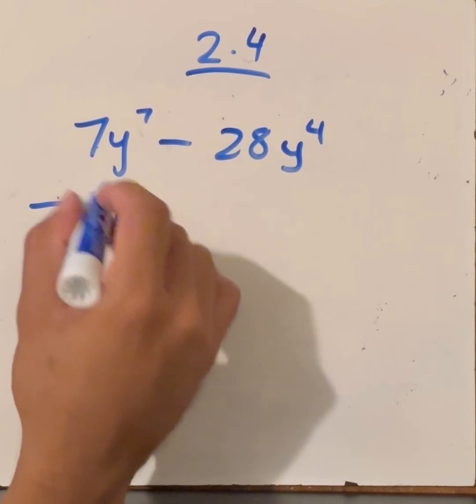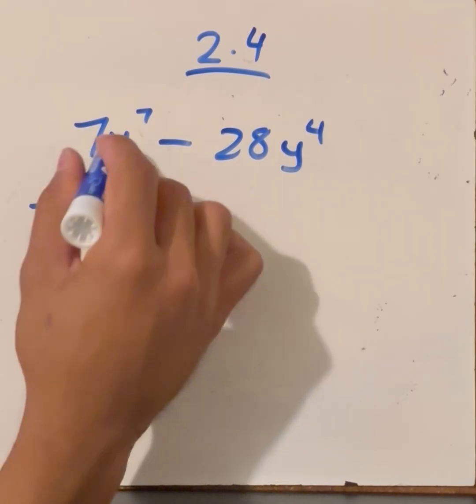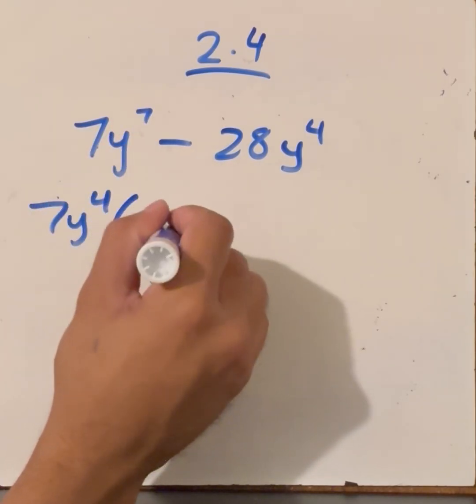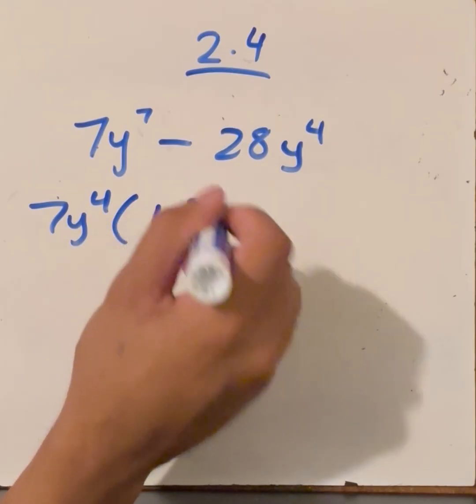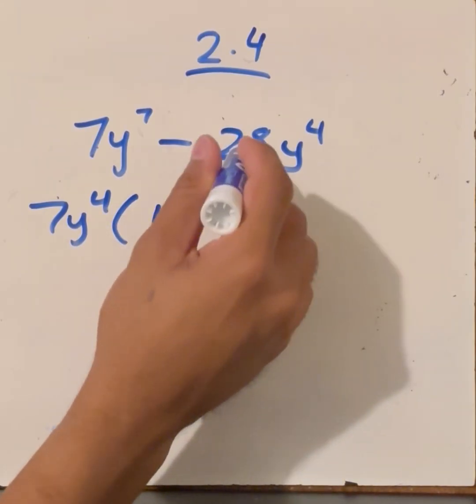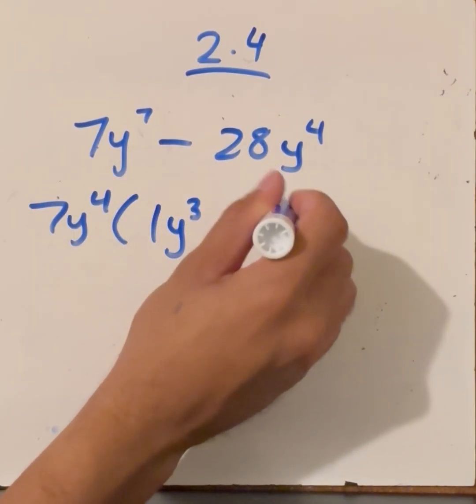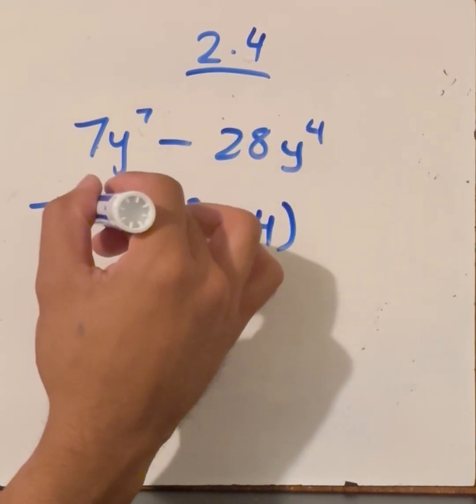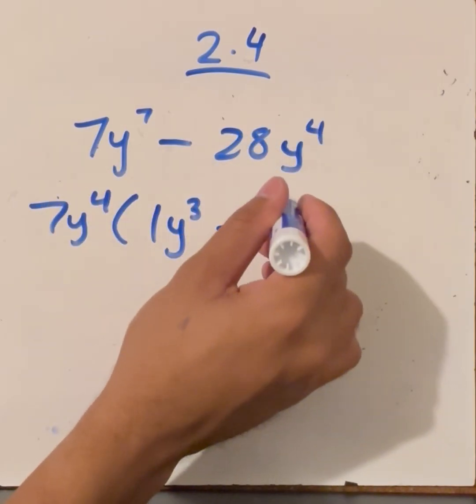So if we did that, 7 divided by 7 is 1. Y to the 7 divided by y to the 4th, that means we can subtract our exponents, so we get y to the 3rd. Negative 28 divided by 7 is minus 4. Y to the 4th divided by y to the 4th is 1, so that goes away. That is our answer.